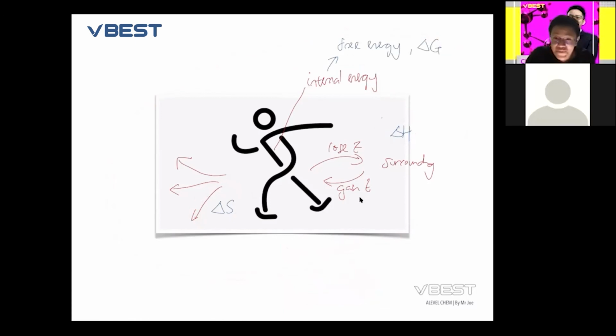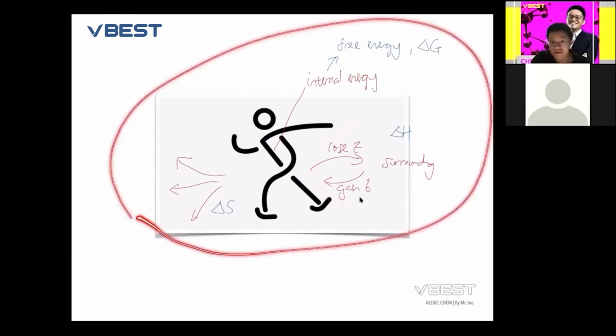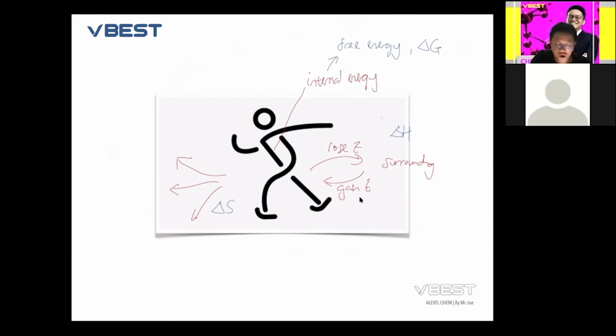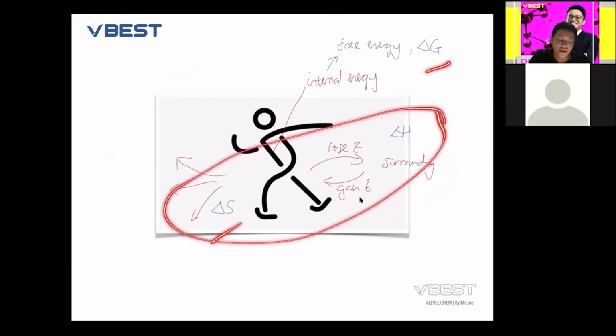Can you understand? In AS1, of course, you're not going to learn the whole thing. You only learn this part, that's it. In A2, you're going to learn the whole thing. That's why your understanding of enthalpy must be very, very strong in your AS1, then only you can go to A2. Because in A2, we're going to learn these two, combining them to create this.